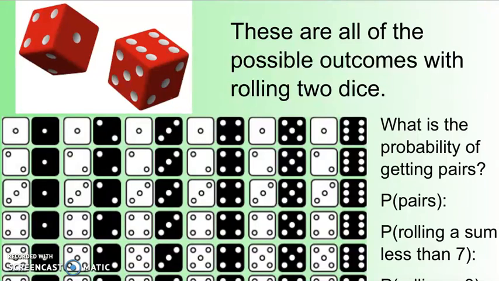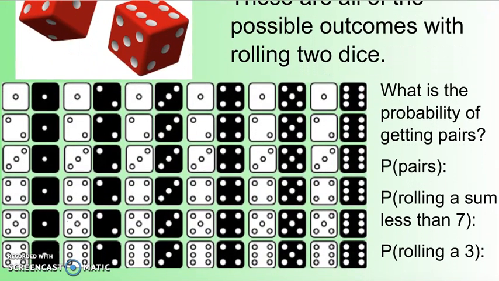Okay, so these are all the possible outcomes if I spin 2 dice. These are all the different possibilities that I could get. I could get 1, 1, 2, 1, 3, 1, 4, 1, 5, 1, etc. Okay, so all these different pairs are what I could get. And it asked me, what is the probability of getting a pair? Well, look at all the pairs. We have 1 set of pair, 2 sets of pairs.